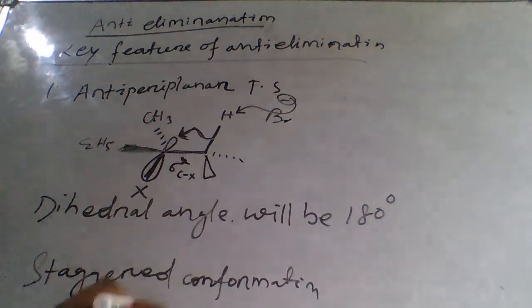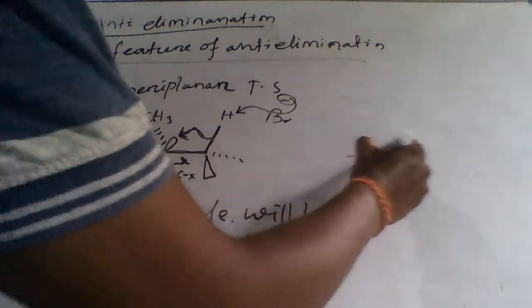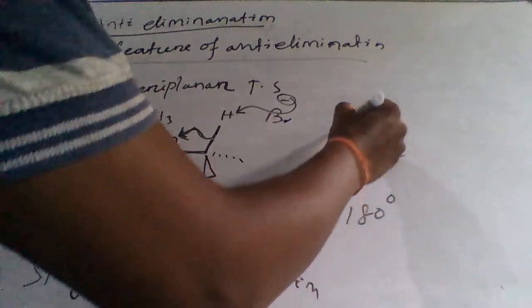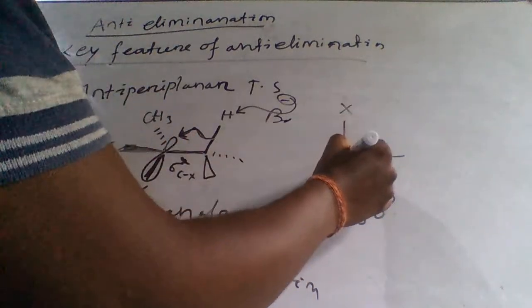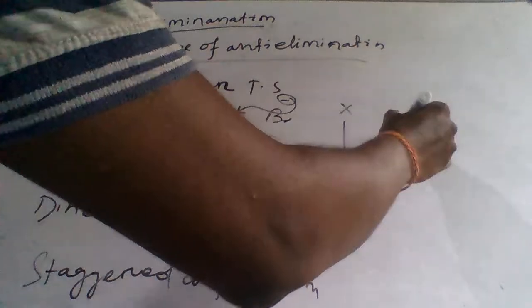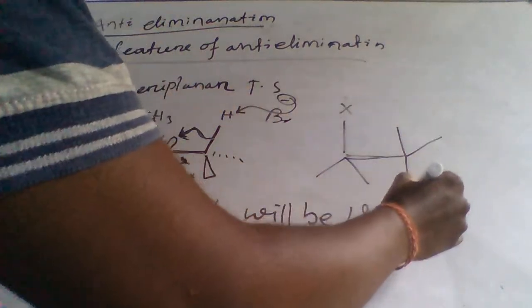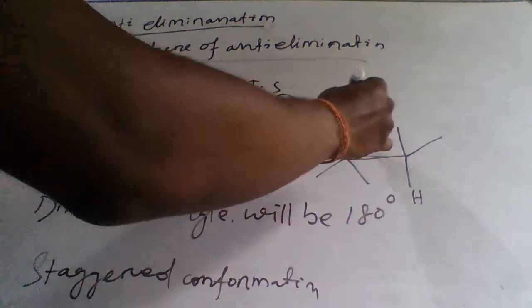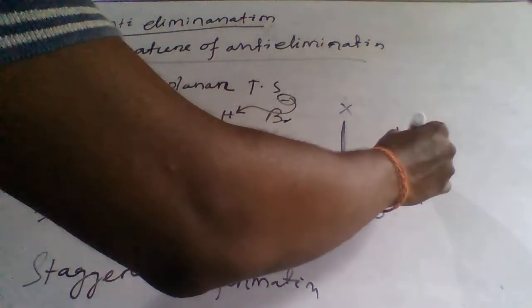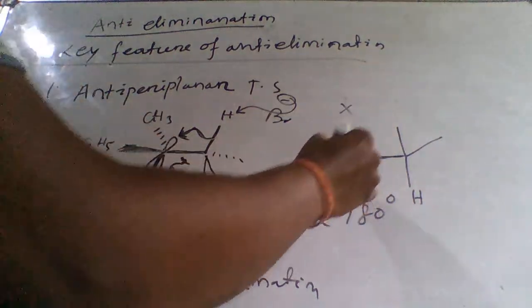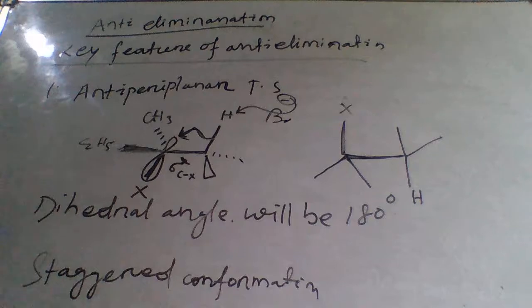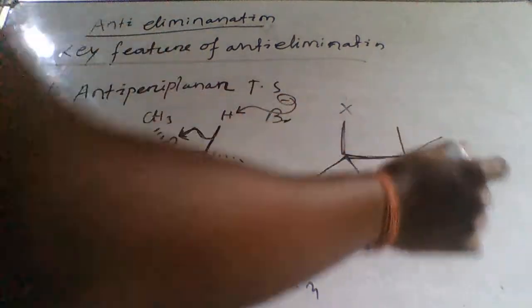Staggered conformation means this is the bond, and this is the X bond, and these are the two groups, and this is the proton which will be abstracted, and this is the staggered conformation, and the dihedral angle is 180 degrees.